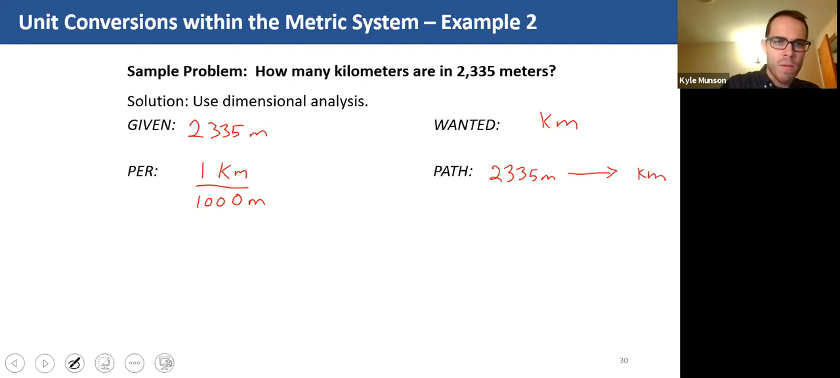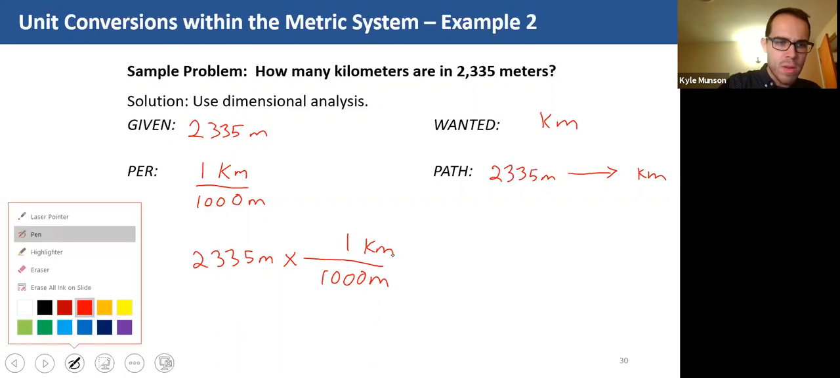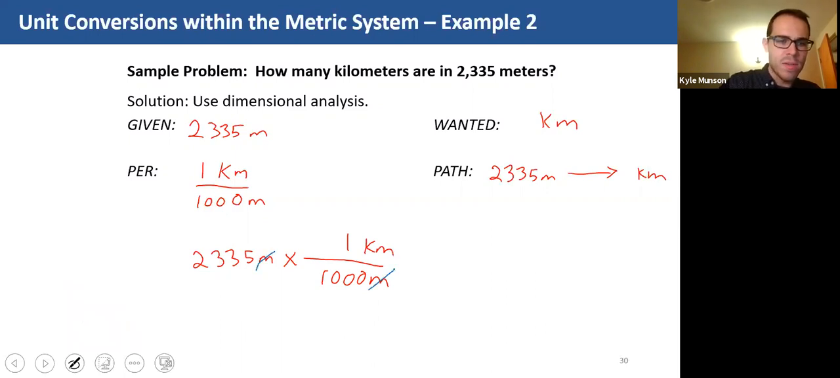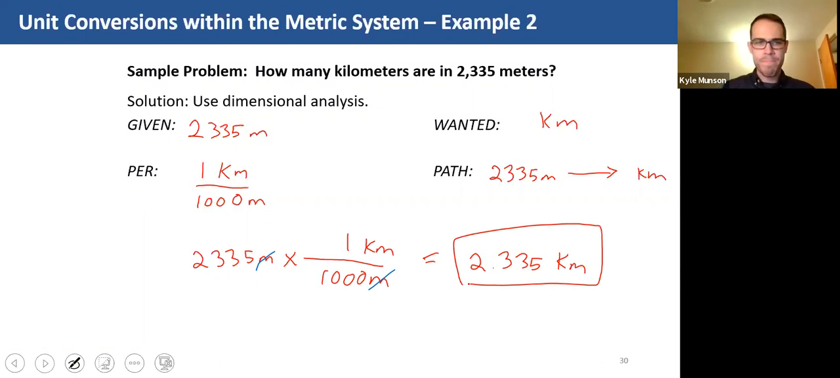So if I write this out, 2,335 meters times 1 kilometer per 1,000 meters. Notice that the units, again, I'll keep saying this, of meters cancel. I'm only left with kilometers. So when you plug that in your calculator, you should get 2.335 kilometers. And I hope you got that. So again, this is pretty easy, right? This is converting from one thing to another using dimensional analysis.